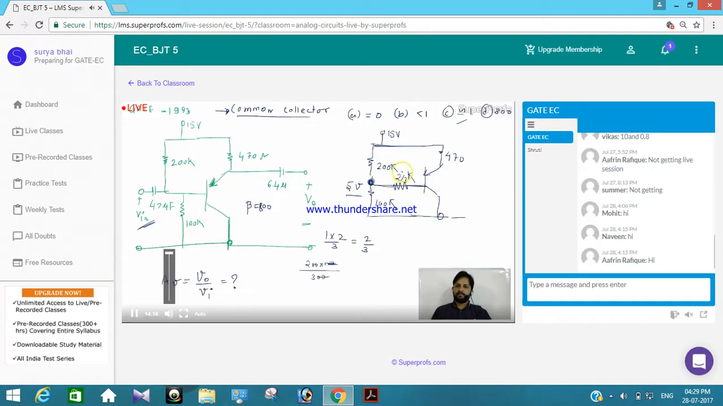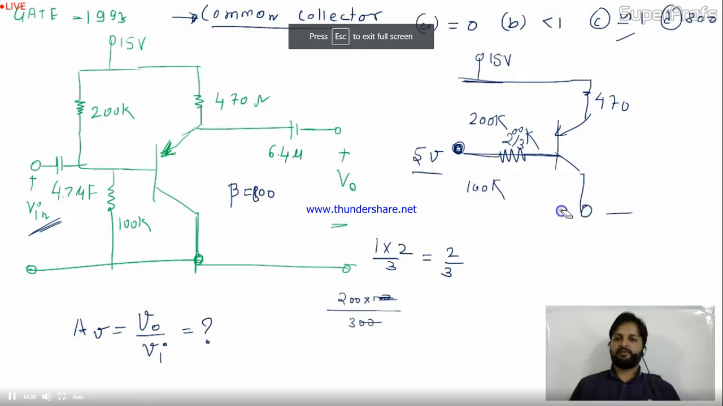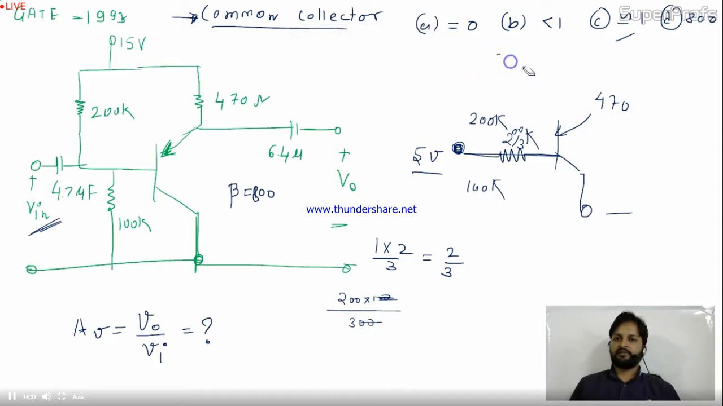Okay, it will be 200 by 3K. Now you can remove this portion. This portion is not valid now. This portion 15 is connected to the emitter now. Let me draw it again. So this is the emitter part. Here it's 15 volt.